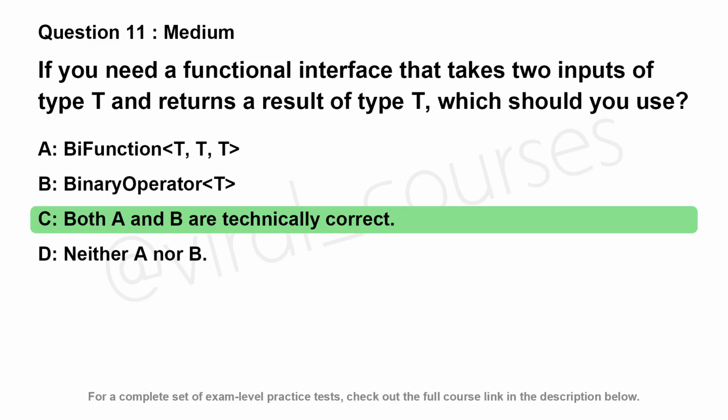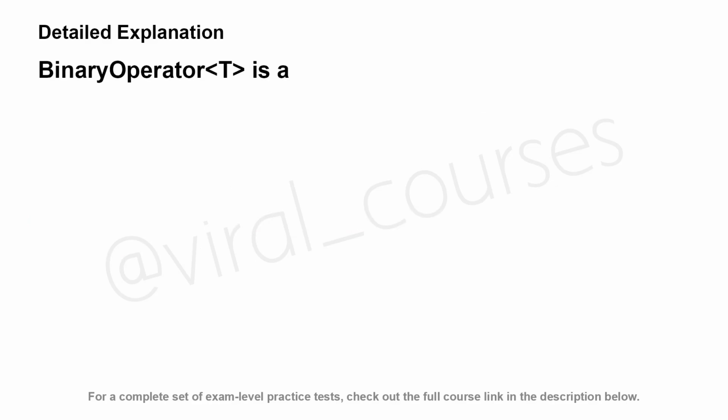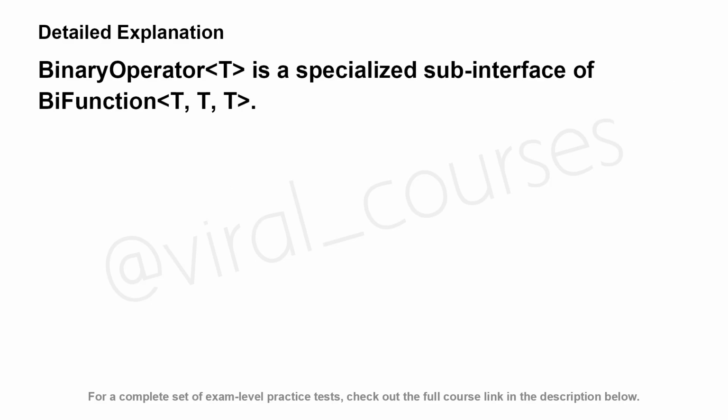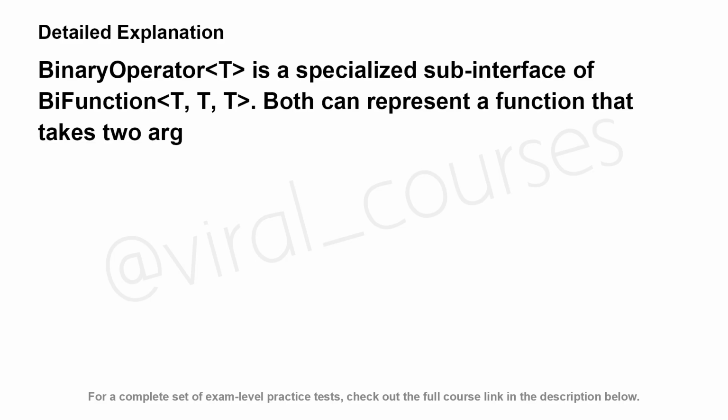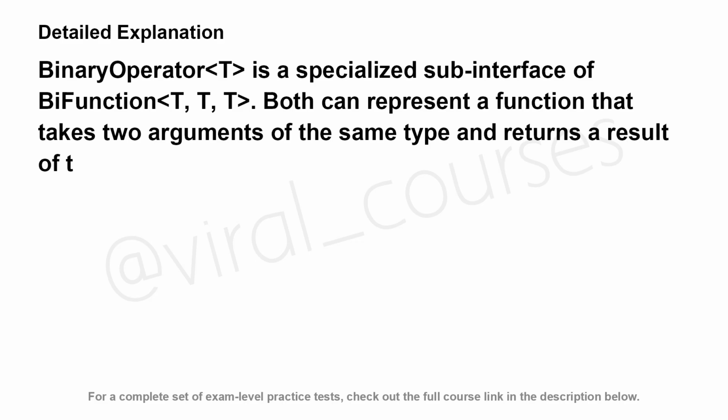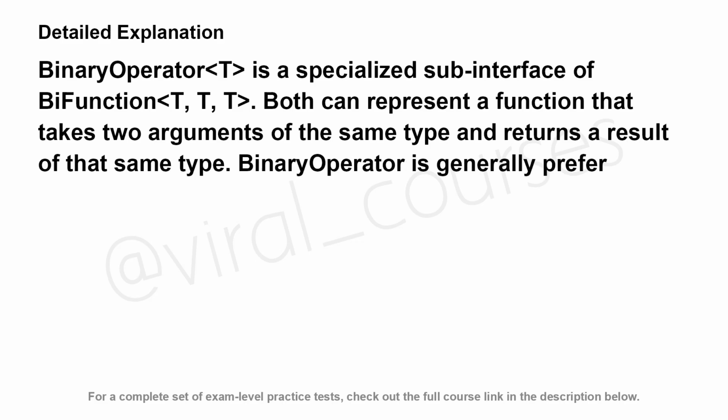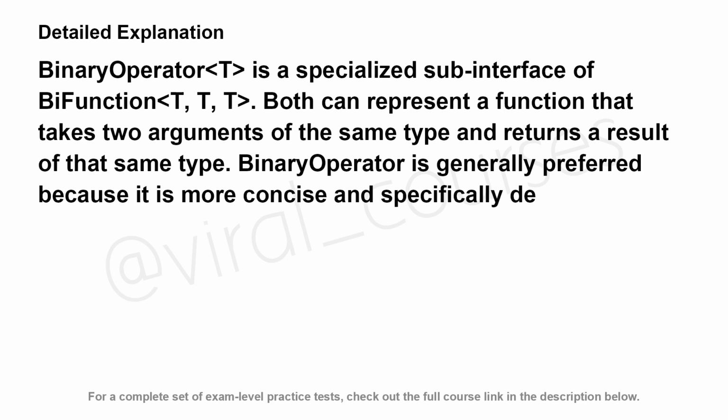The correct answer is C. BinaryOperator<T> is a specialized sub-interface of BiFunction<T, T, T>. Both can represent a function that takes two arguments of the same type and returns a result of that same type. BinaryOperator is generally preferred because it is more concise and specifically designed for this case.